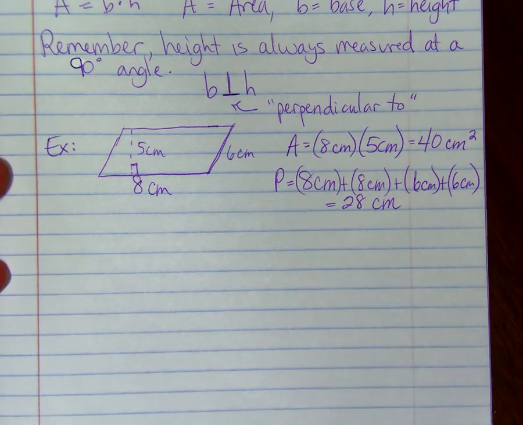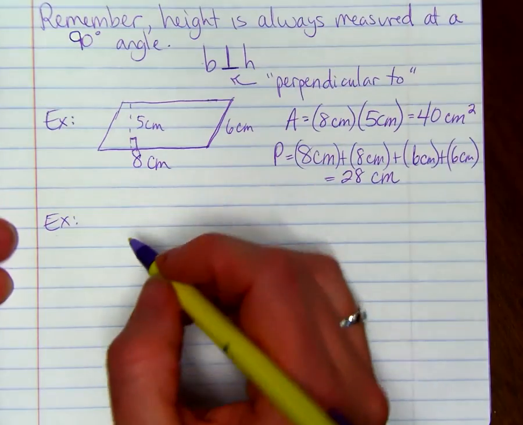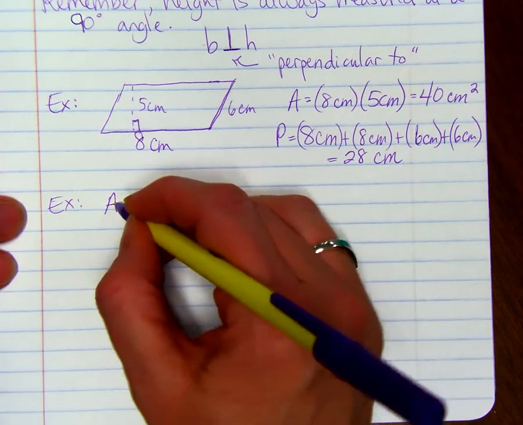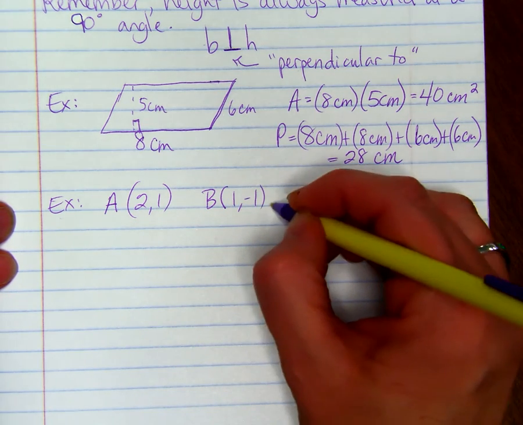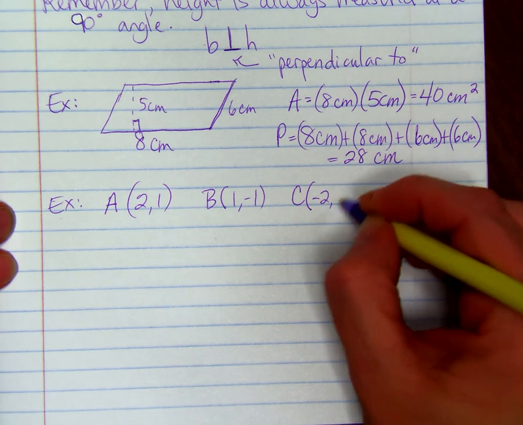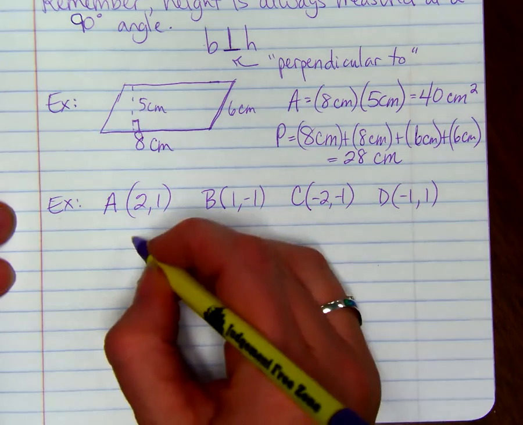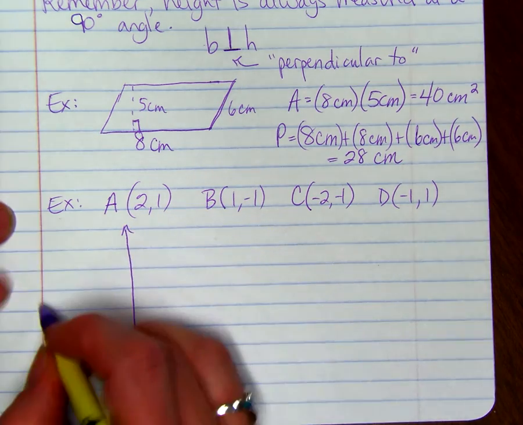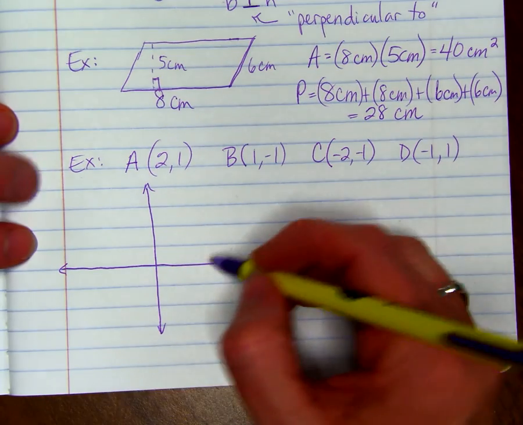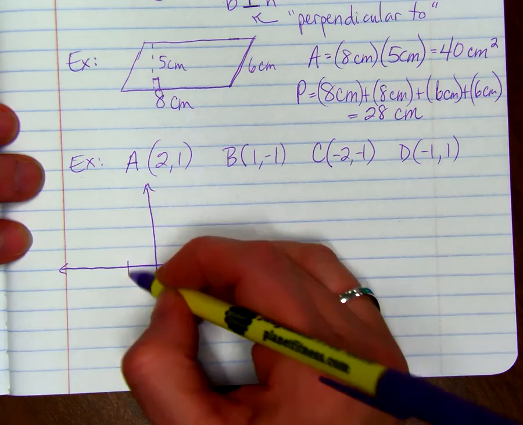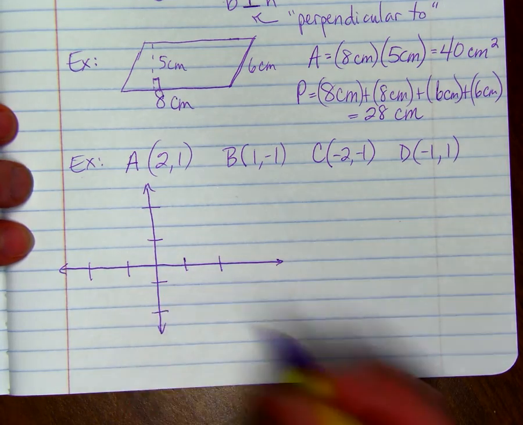Now we're going to do an example using a coordinate plane. So we have a parallelogram that has coordinates at A (2, 1), B (1, -1), C (-2, -1), and D (-1, 1). So we're going to graph on a coordinate plane that we just hand draw. The biggest x is at 2, the smallest x is at negative 2, the biggest y is at 1, and the smallest is at negative 1.